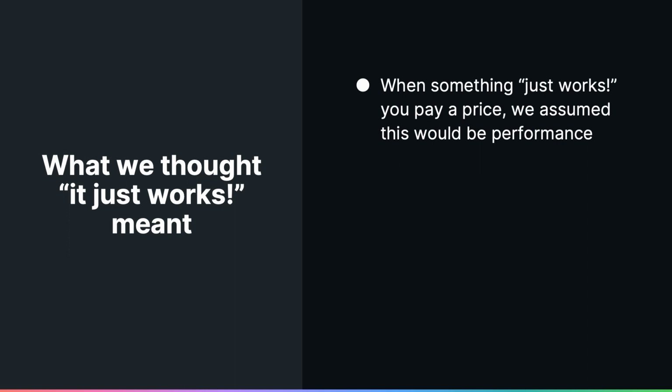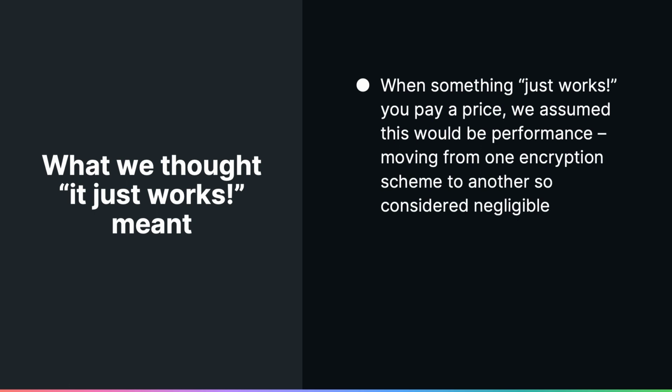So what we thought we knew. The price of "it just works" is performance, right? When something just works, you pay a price, right? And we assumed that this would be performance, right? Encryption can take some time. But we were moving from one encryption scheme to another, so our engineers were familiar and understanding of how much time would conceivably be added, right? And so we figured that this was negligible, and for those upgrading a plaintext column to encrypted, again, it will just be such a small amount of time, and it's acceptable to our engineering team.